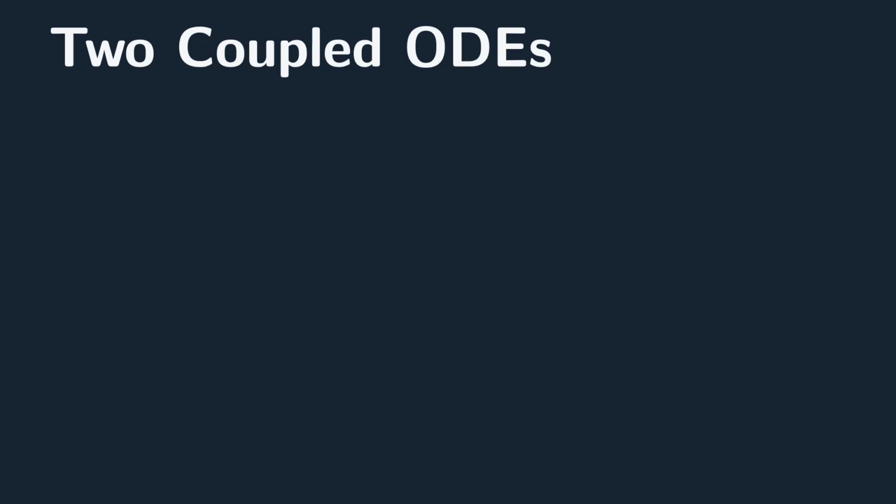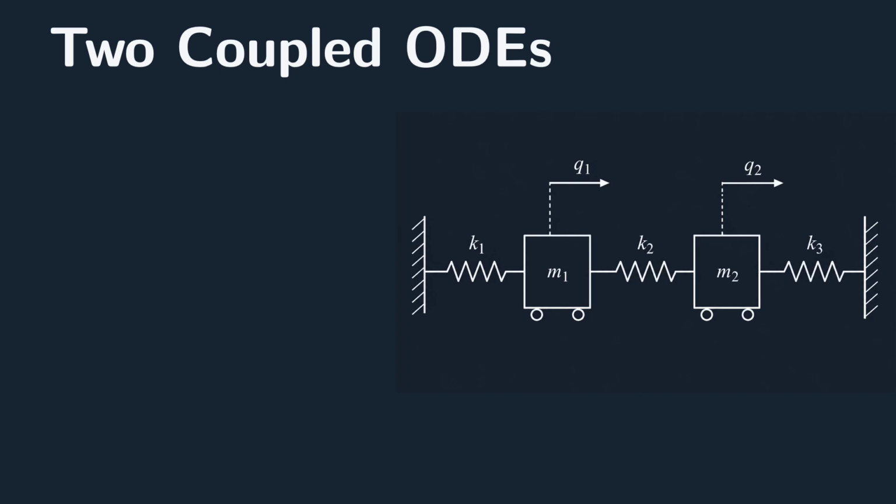In this video, we extend the state space conversion method to a system with more than one coordinate. Here is a simple 2 degree of freedom mass spring system where the two displacement coordinates are q1 and q2. Instead of one second order ODE, we now have two coupled second order ODEs.